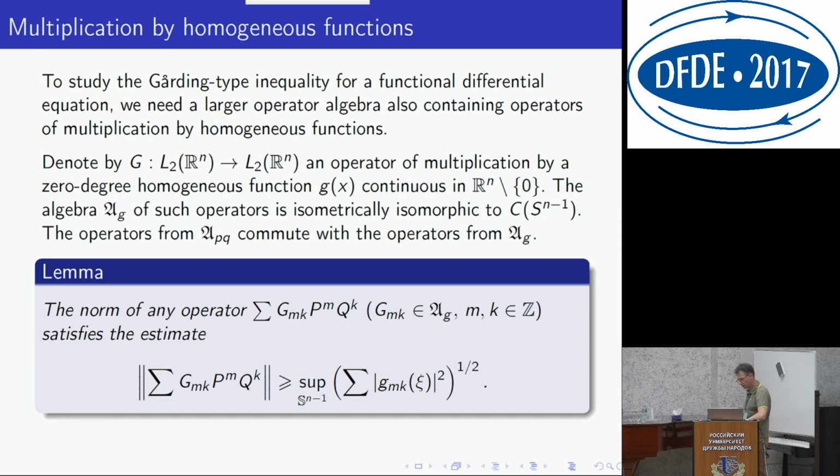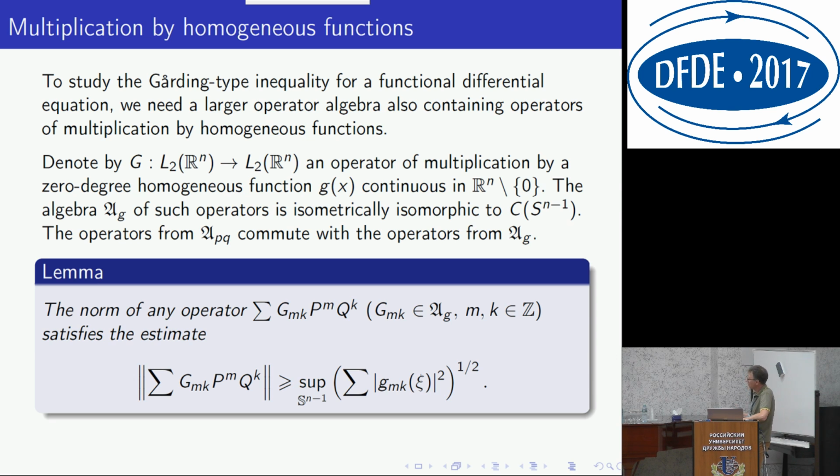Okay. The algebra APQ is not enough, and we also consider operators of multiplication by a homogeneous function, continuous in Rn minus 0. Of course, the algebra of such operators is isometrically isomorphic to the space of all continuous functions on the sphere, if we consider them separately. And it's obvious that these operators commute with the operators of contraction. And now we consider the algebra generated by all of these operators.